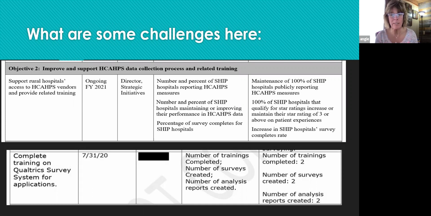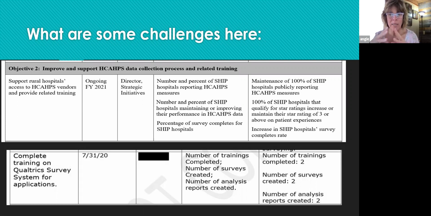So when we look at the first one, you read that and you see they're going to collect a number and percent that are currently reporting HCAHPS, and again, that was a requirement. Everybody was supposed to be doing both HCAHPS and ICD-10. Now that has since been waived. And then the number and percent of SHIP hospitals maintaining or improving their performance, and then the percentage of survey completes for their SHIP hospitals participating. So when you think of the first one, we want the maintenance of 100% of hospitals publicly reporting as our final measurement.